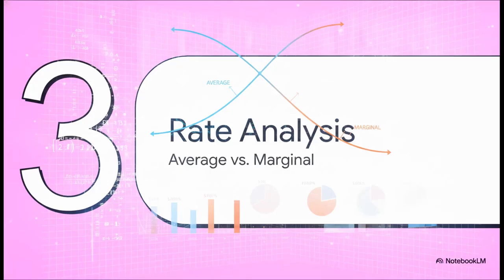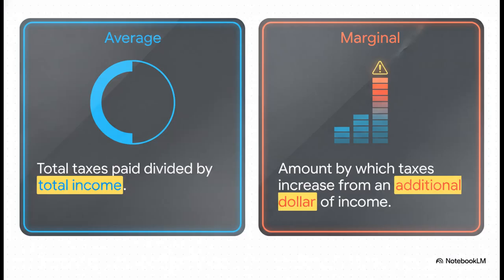Okay, part 3, rate analysis, average versus marginal. To understand exactly how this behavioral friction scales up, we have to look at the underlying math of the tax code. The key to understanding user behavior really comes down to the difference between 2 critical metrics. Your average tax rate measures the total fraction of your income that the government takes. It's a great metric to gauge your overall sacrifice. But your marginal tax rate, that's what the government takes from your next dollar of income.